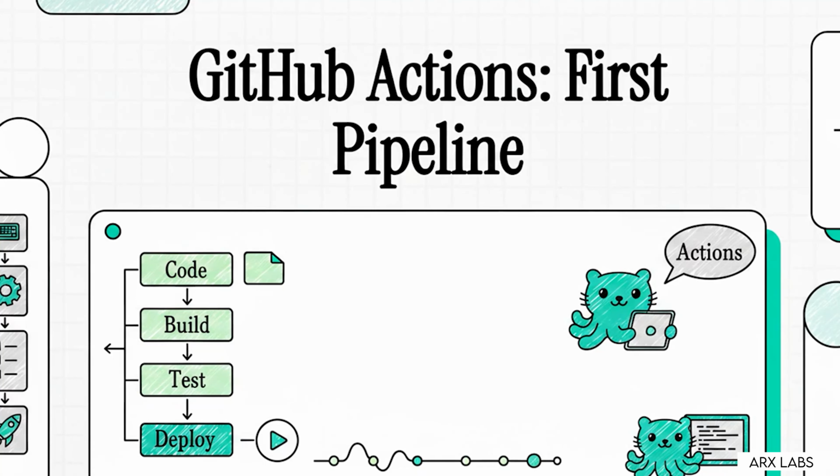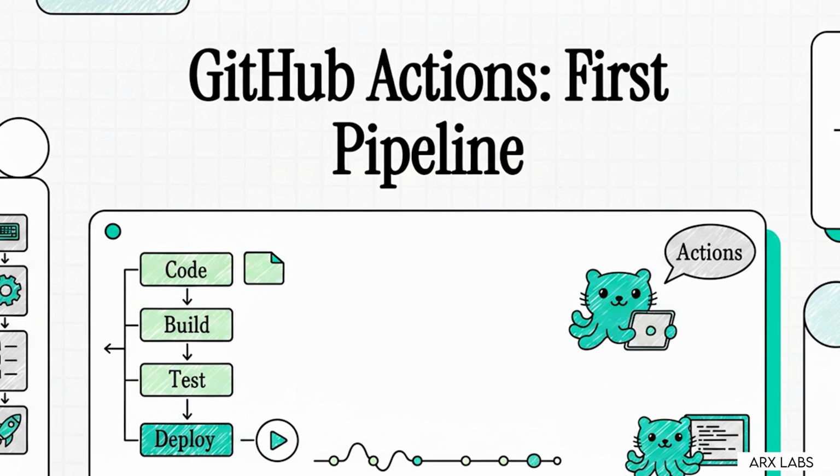All right, let's be real. Shipping code can be, well, pretty nerve-wracking, right? But what if you could automate the whole thing? Make it faster, safer, and just easier? Well, you can. And today we're going to build our very first CI/CD pipeline, and we're going to use one of the coolest tools out there, something that lives right inside your code repository, GitHub Actions.